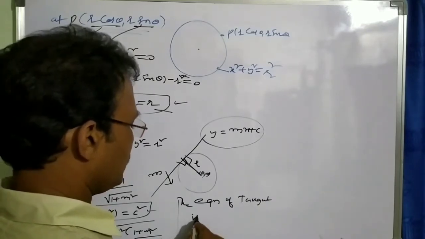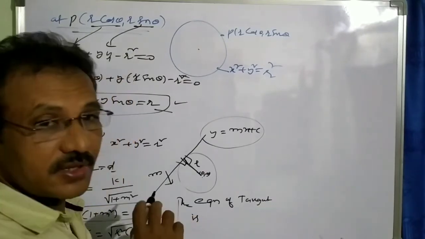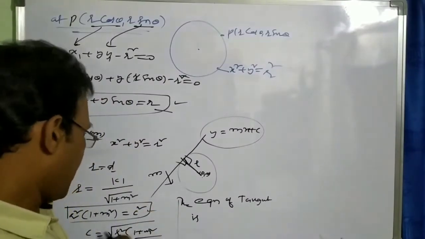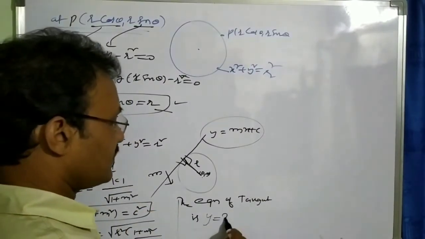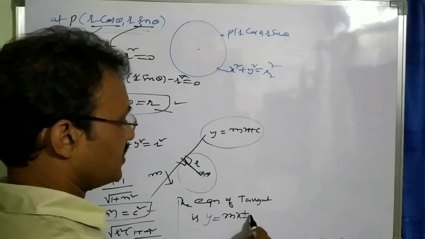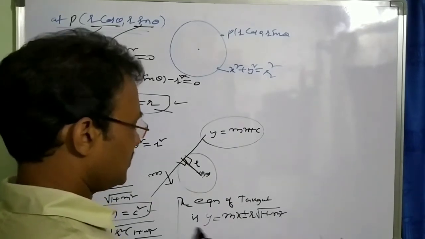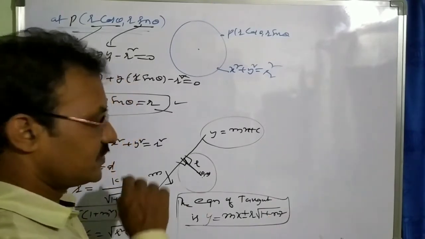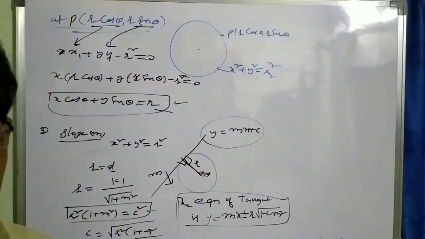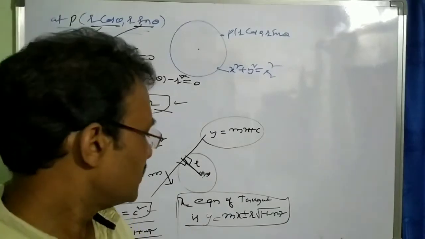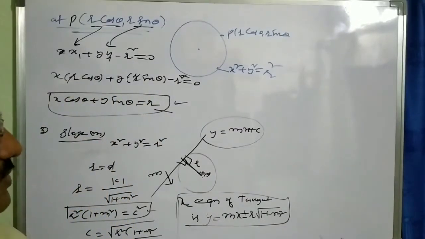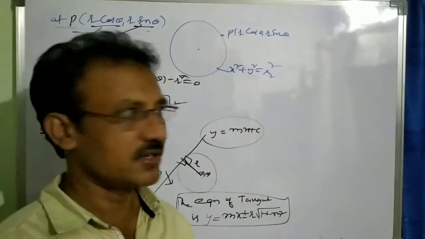What is the equation? The equation of the tangent is y is equal to mx plus or minus r into root over 1 plus m square. This is the equation of tangent having a slope, by applying the geometrical condition. See here, we are getting plus or minus, which means there exist two parallel tangents.